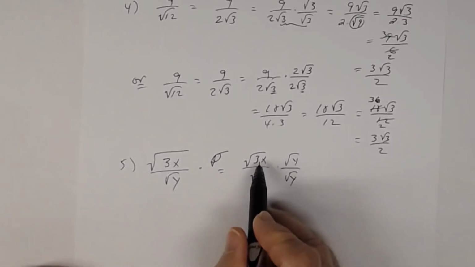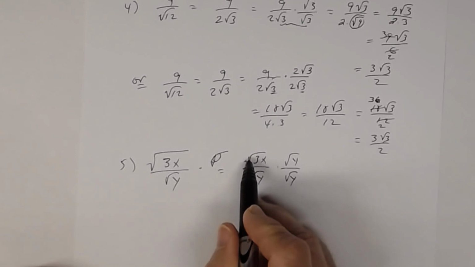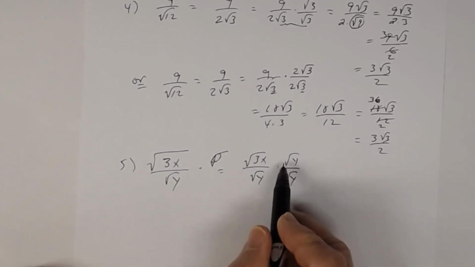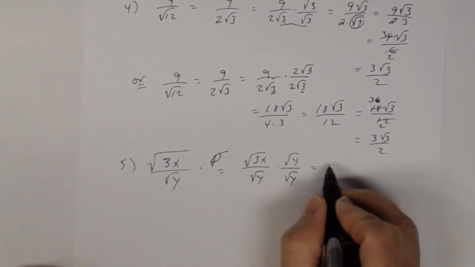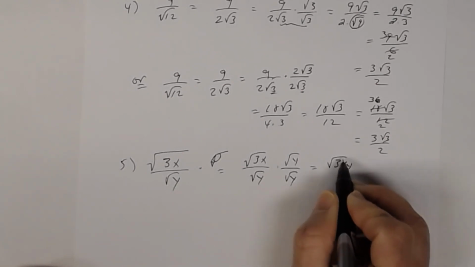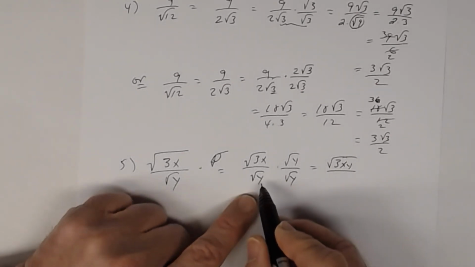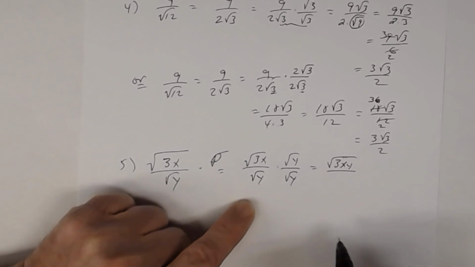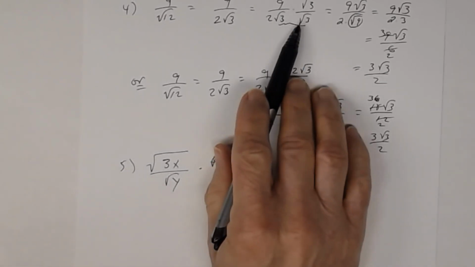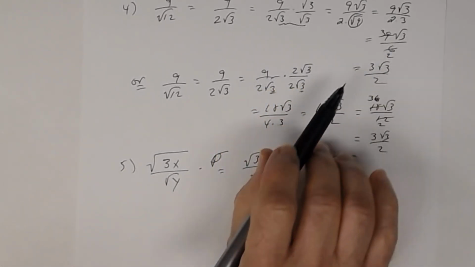And so you got to remember the product property. Since the indices are the same, they're both square roots, I can multiply the radicands together. So that'll be the square root of 3xy divided by, and remember the square root of y times the square root of y is just y. Just like the square root of 3 times the square root of 3 was just 3, right?